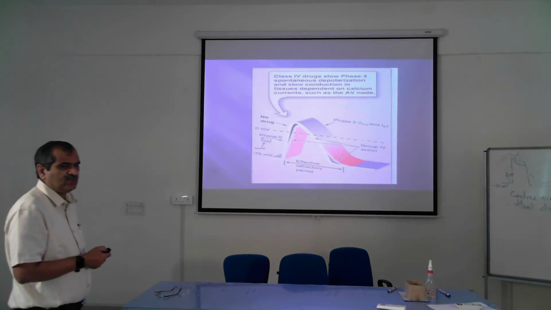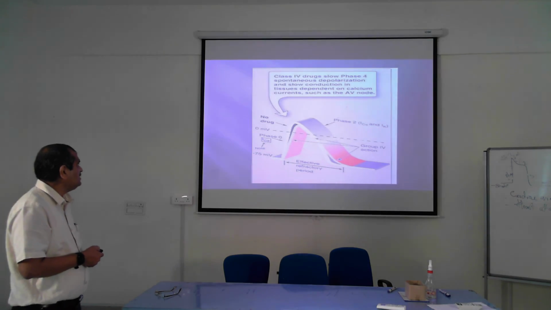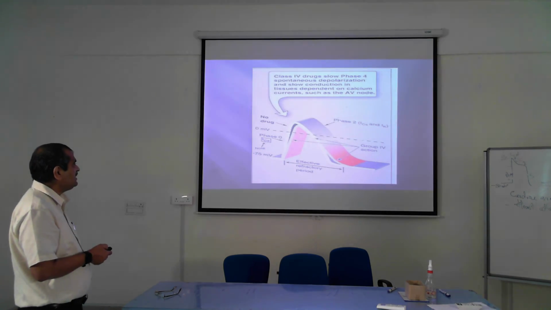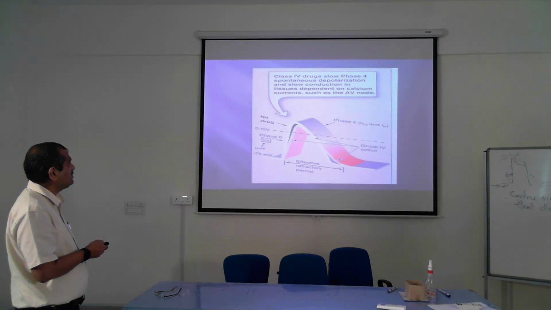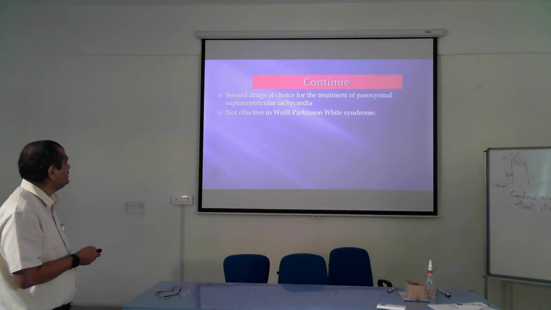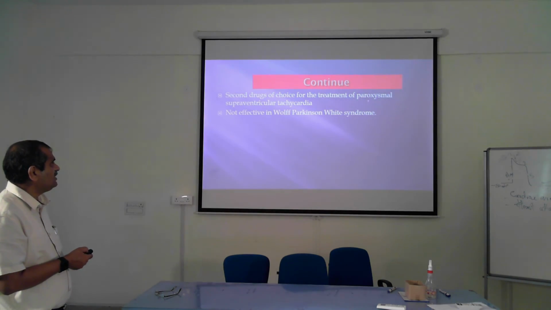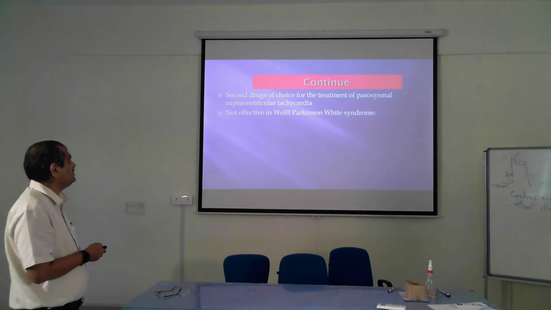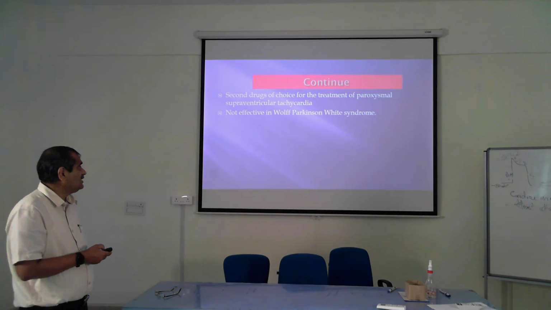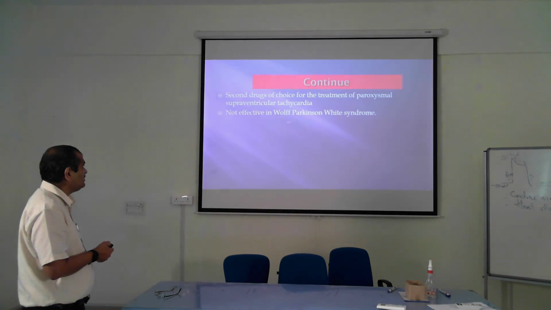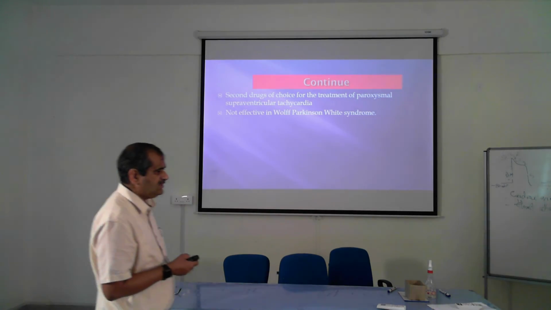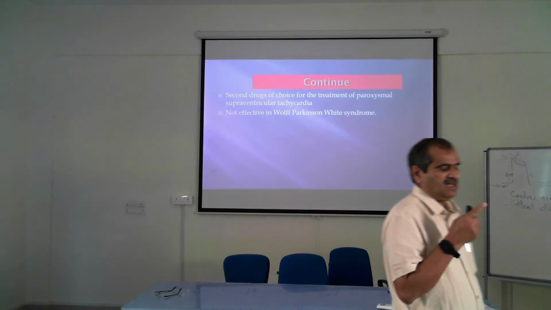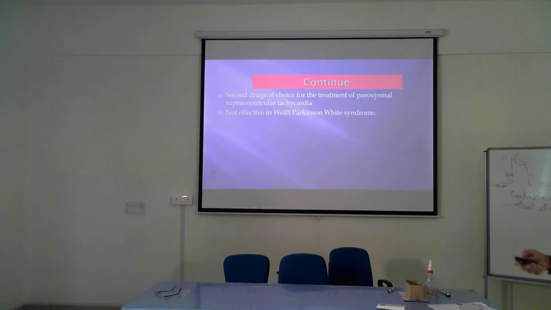So it is going to decrease. Then here you can see that phase 2 is totally depressed, whereas the AV node is going to be slowed. Then the second drug of choice of treatment is for paroxysmal supraventricular tachycardia. It has no effect on Wolff-Parkinson-White syndrome, because it only has this type of effect. The action potential needs to pass through the ventricle.